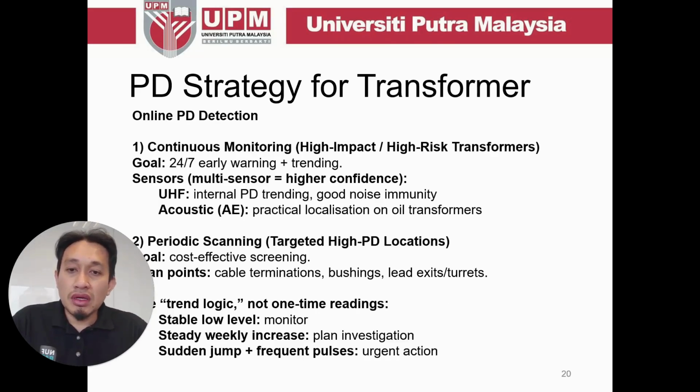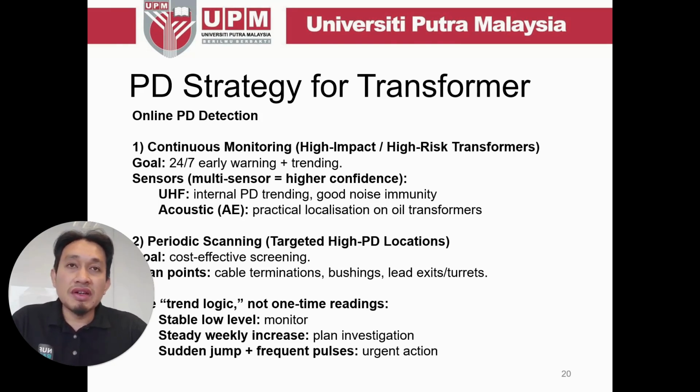Under online PD detection, there are 2 methods that we can execute, which are continuous monitoring or periodic scanning. For continuous monitoring, based on the ranking that we established just now, we can determine which transformers we put higher priority on, so that we can spend the investment on continuous monitoring.